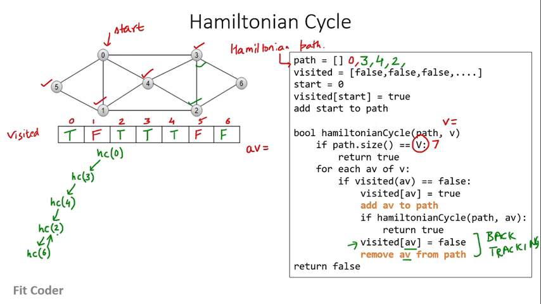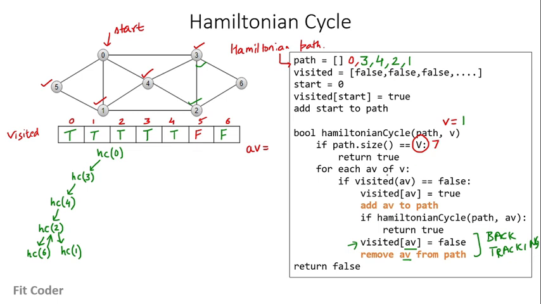So the adjacent vertex for 2 which is left is 1. So AV becomes 1. We mark visited AV as true. So visited of 1 becomes true. And we add 1 to the path. And then we invoke Hamiltonian cycle for the vertex 1. So from HC2 we are calling HC1 and V becomes 1. So here we check again size of the path array. It is not equal to 7.